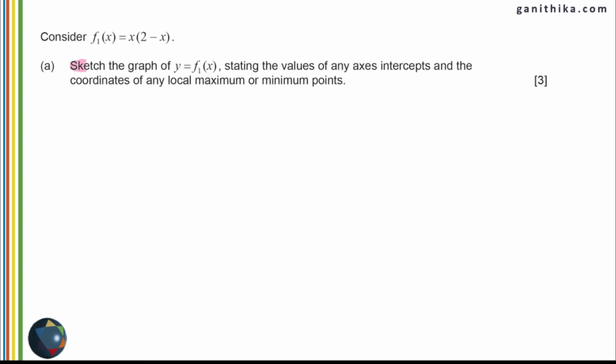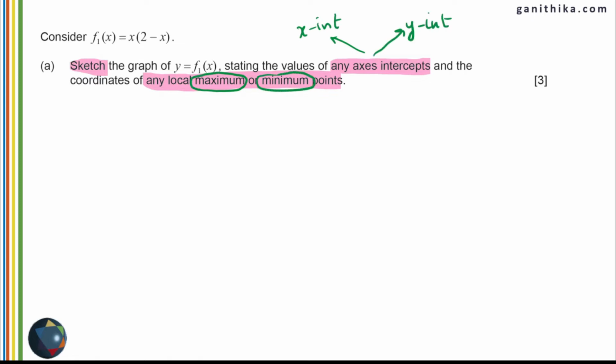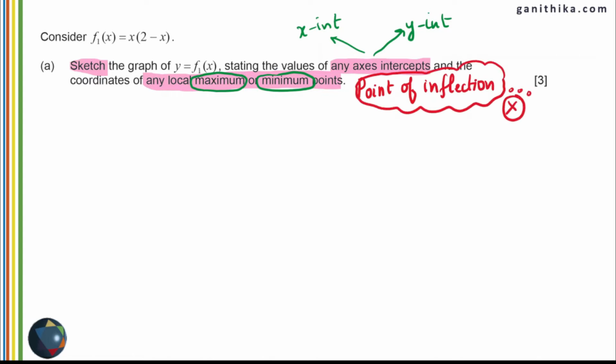This question is asking you to sketch the graph of f1 of x. You have already graphed this before and now you have to just sketch it on your paper. But while sketching, you have to give any axis intercepts or any local maximum or minimum points. Axis intercepts means x-intercepts and y-intercept. You are not supposed to give any points of inflection if you have them on your graph. So you just need to give these 4 points from your graph.